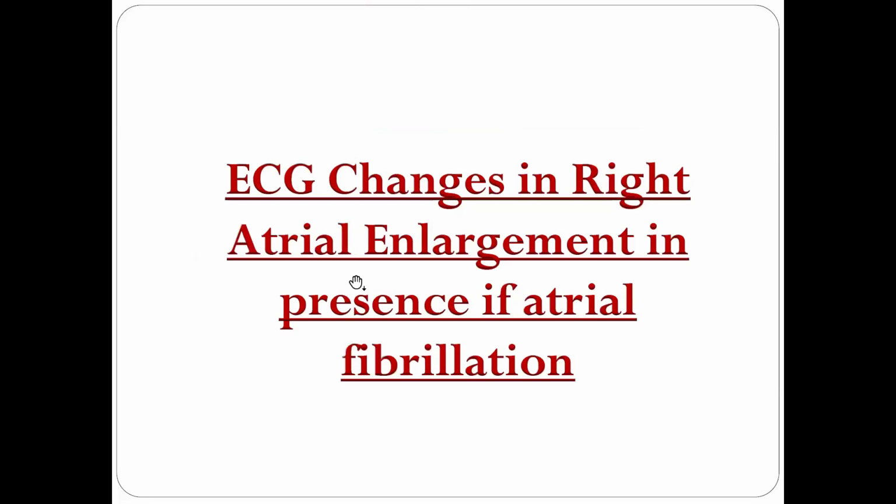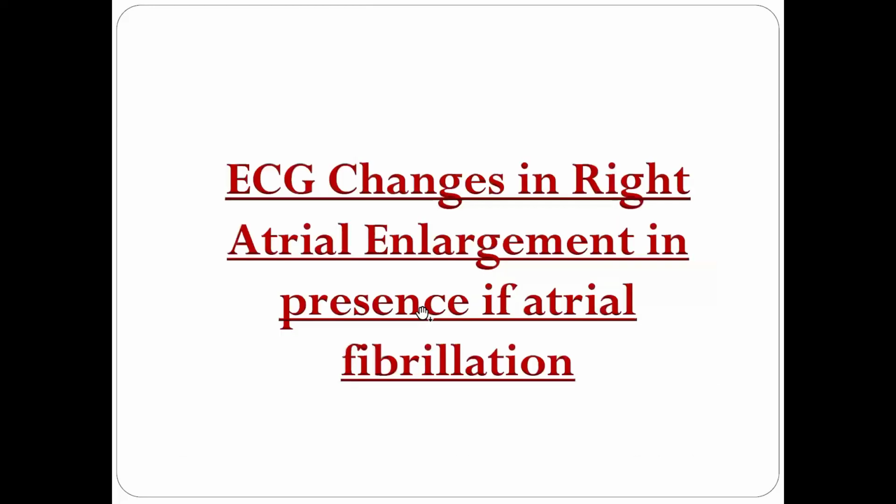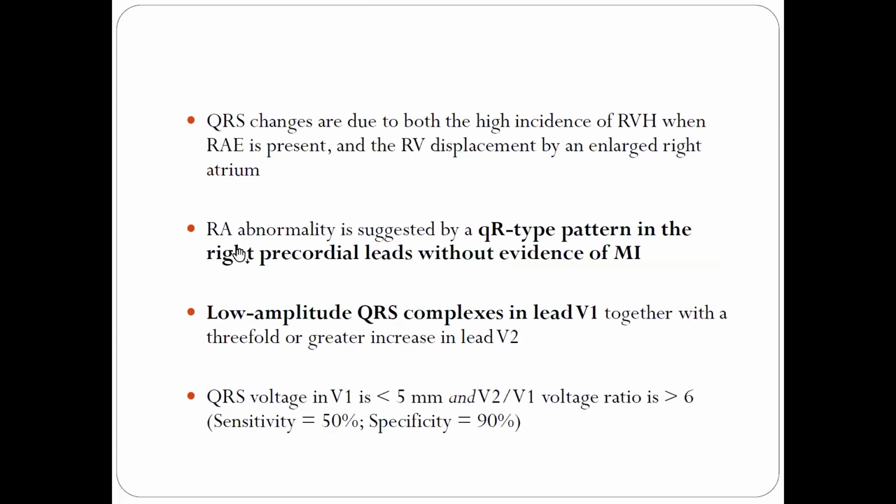So you can say right atrial enlargement on ECG based on the presence of P waves. But sometimes, in a condition like atrial fibrillation, these P waves are absent. So how do you say in that patient whether right atrial enlargement is present or not based on ECG? That is what we'll be reading in this session, called ECG changes in right atrial enlargement in presence of atrial fibrillation.